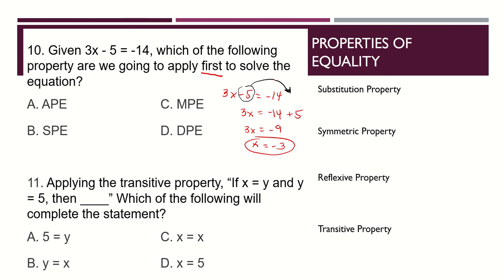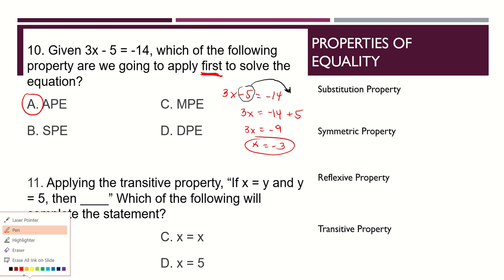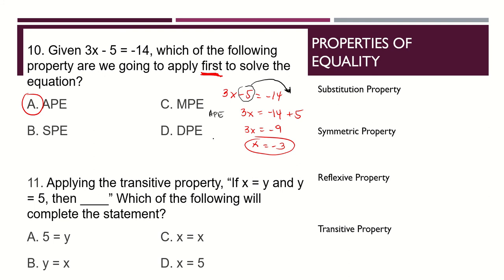The question is, what is the first property we applied to solve the equation? If your answer here is APE, then you are correct. Why APE? To reverse the process, we added 5. Or your clue is the sign you used when you transposed. So that is what we did first here. We applied APE, and then after that, we applied DPE. So the first was APE.